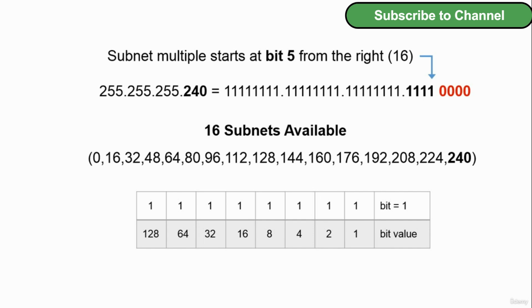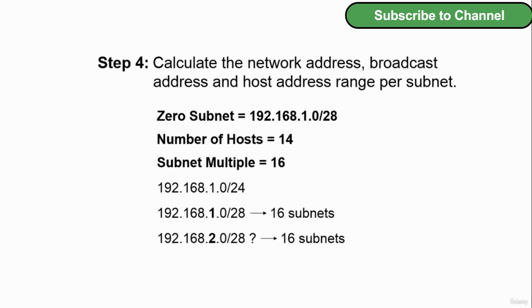And there's 16 subnets available. We already got that from the table. And so if you count these, you get 16 different subnets. So step 4, calculate the network address, broadcast address, and host address range per subnet. So there's the 0 subnet, and that's 192.168.1.0/28. So that's the 0 subnet. Although the multiple starts at 16, there's always a 0 subnet you can use. It starts things off. Number of hosts is 14.